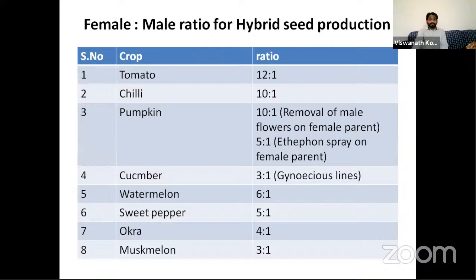For hybrid seed production, we have to plant the male and female plants in a certain ratio. These are the ratios for male and female plants in hybrid seed production in different crops. So you can go through it.